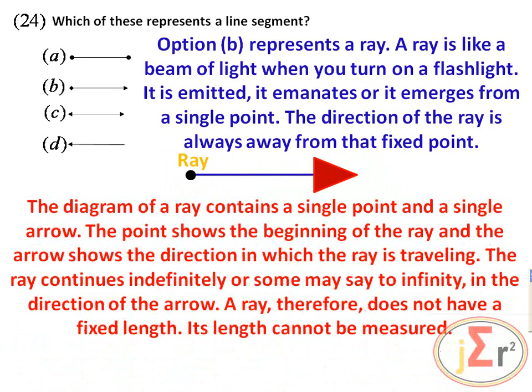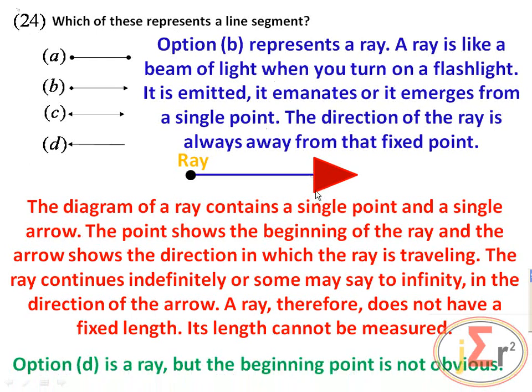The diagram of a ray contains a single point and a single arrow. The point shows the beginning of the ray, and the arrow shows the direction in which the ray is traveling. The ray continues indefinitely, or some may say to infinity, in the direction of the arrow. A ray, therefore, does not have a fixed length. Its length cannot be measured. So it will continue indefinitely, but in one direction.